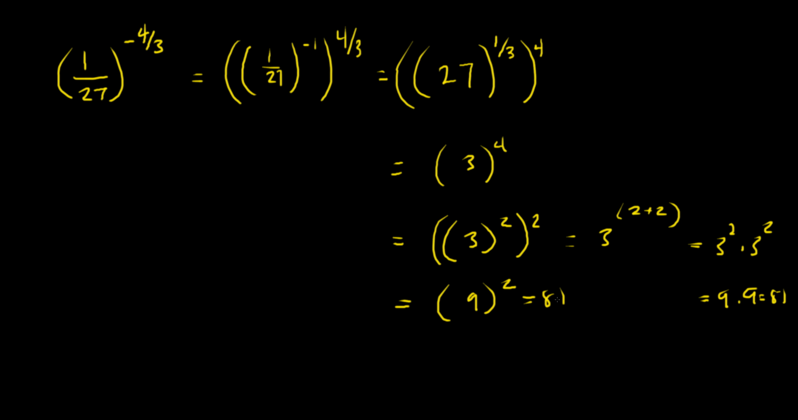Break it up into things that you know what they are. Break it up so that you know what the answers are bit by bit, so you can get to the final answer there. So we see that 1 over 27 to the negative 4/3 ends up being 81.